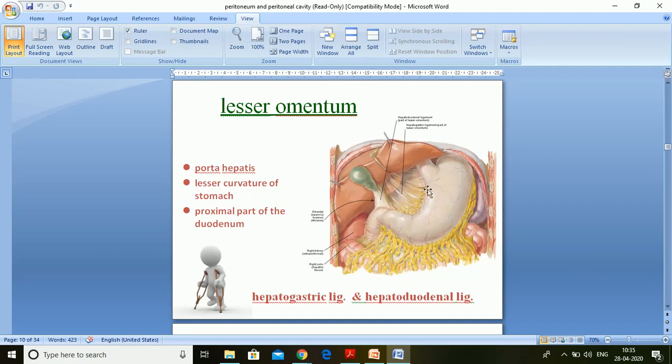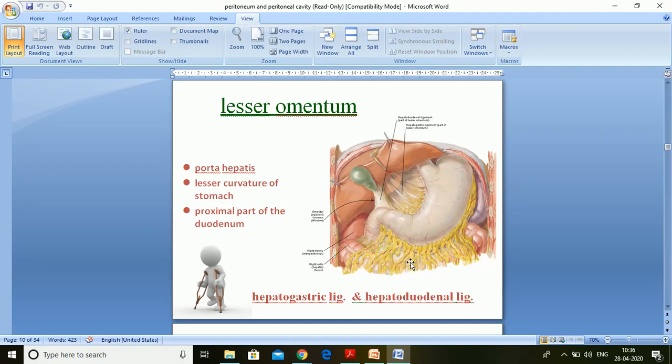See, this is the lesser curvature of the stomach. The peritoneum stretching from the lesser curvature of the stomach to the inferior surface of the liver is called the lesser omentum, while the peritoneum extending from the greater curvature of the stomach downward, completely covering the coils of intestine, is called the greater omentum. The lesser sac is the space within the lesser omentum, and the greater sac is the space within the greater omentum.